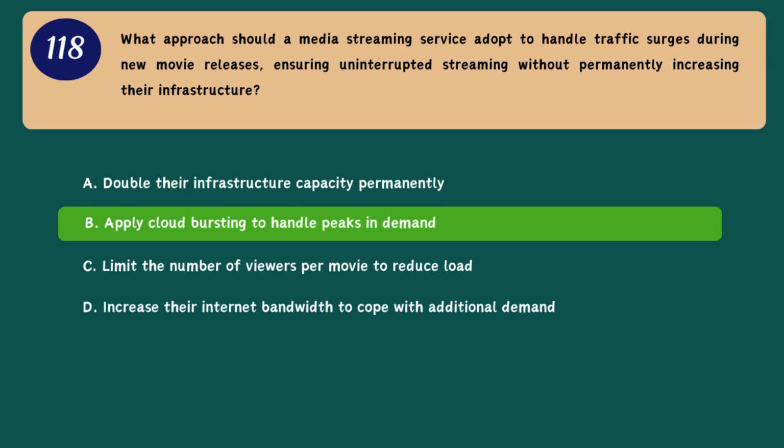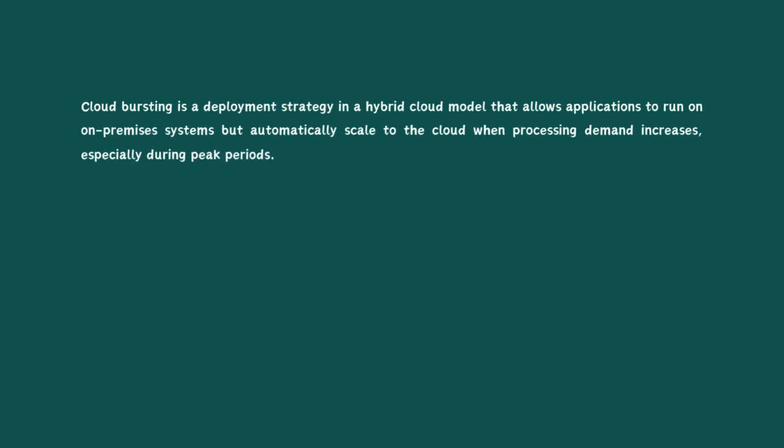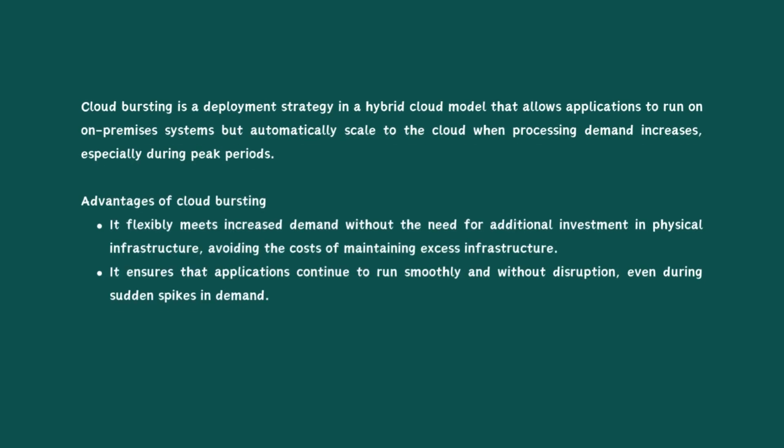Correct answer. B. Apply cloud bursting to handle peaks in demand. Cloud bursting is a deployment strategy in a hybrid cloud model that allows applications to run on on-premises systems, but automatically scale to the cloud when processing demand increases, especially during peak periods. Advantages of cloud bursting. It flexibly meets increased demand without the need for additional investment in physical infrastructure, avoiding the costs of maintaining excess infrastructure. It ensures that applications continue to run smoothly and without disruption, even during sudden spikes in demand.